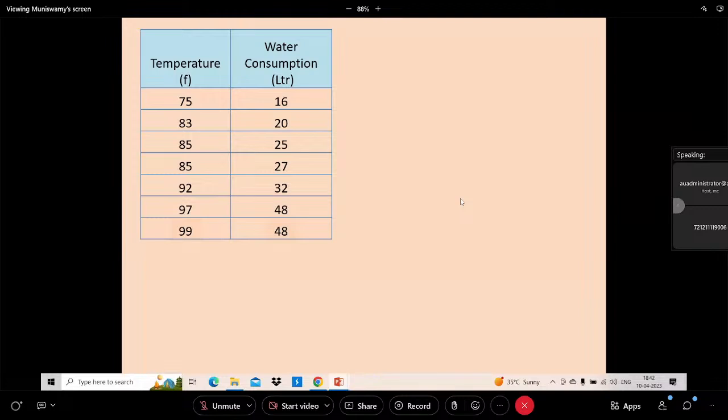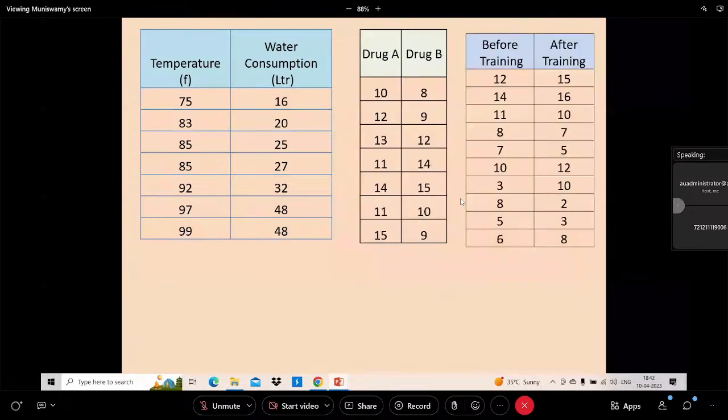One more: drug A, drug B. Which drug are you going to select? Before training and after training, is the training effect there or not? Suppose people are doing exercises or taking treatment. Before treatment, after treatment, is weight loss there or not? Before treatment is one data set, after treatment is another. Is the treatment effect really there or not?